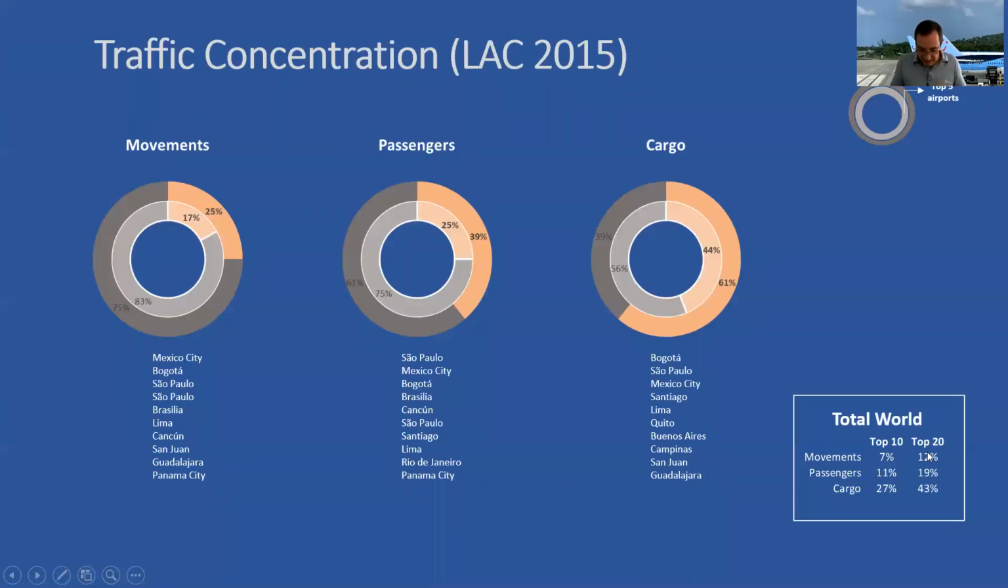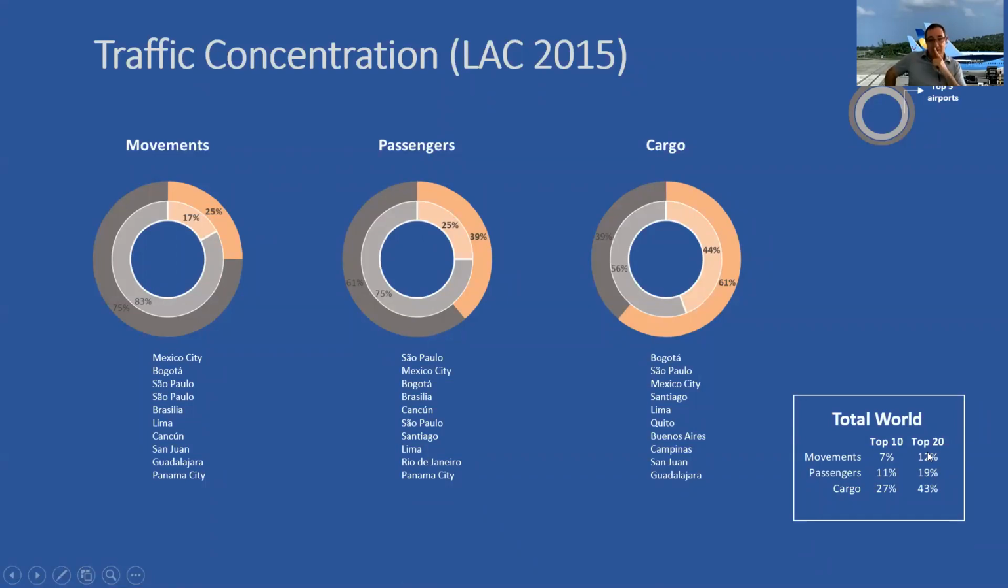So I think you were saying that the great majority of you believe that the top 5 or top 10, I think it was, I was asking. As you can see here, the top 5 airports in Latin America in the year 2015 handled 44% of the total traffic in Latin America. And if we look at the top 10 airports in Latin America, they handled 61%.